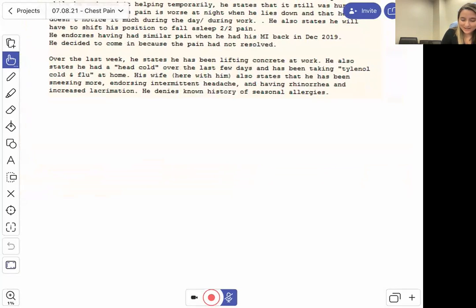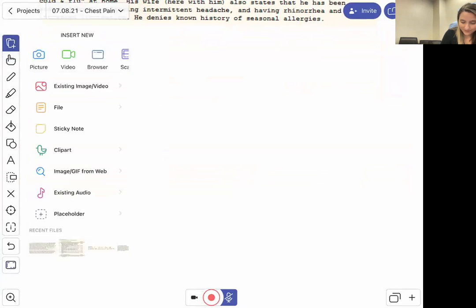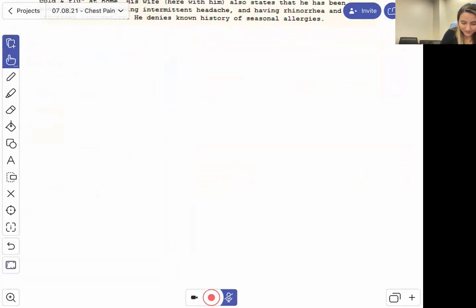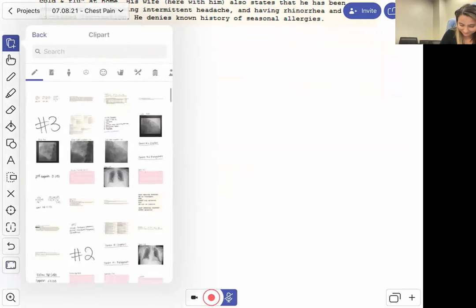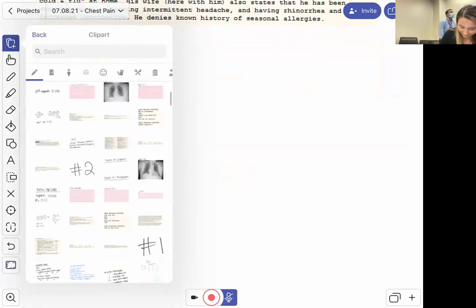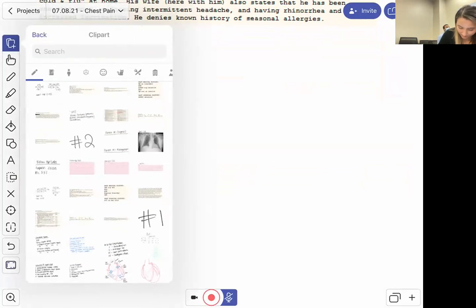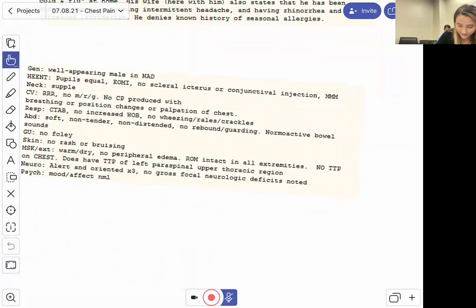Okay, so let's get a little bit more data. So our suspicion is a little high, but we can't really just go off of suspicion here. So I'm going to give you his physical exam. We had his vitals previously.